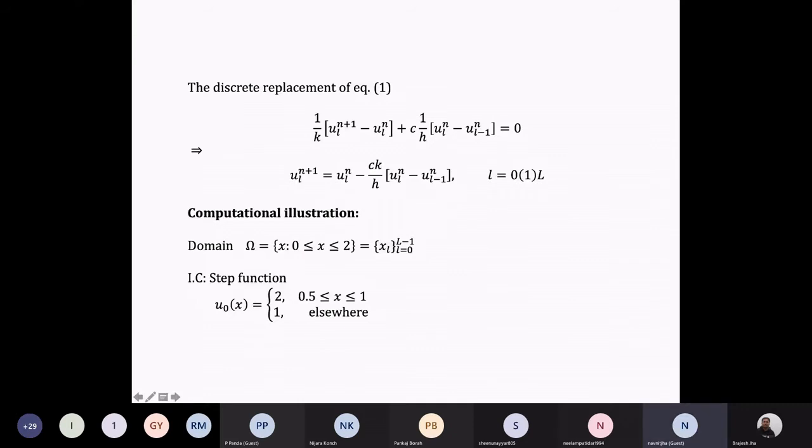So when we solve this for u_i^(n+1), I am getting this equation, right? Now I am going to solve this linear equation on the domain 0 to 2, with the initial condition u naught x taken as a step function. It is 2 in 0.5 to 1 and 1 elsewhere. Please see, this line is the equation which I am going to implement.